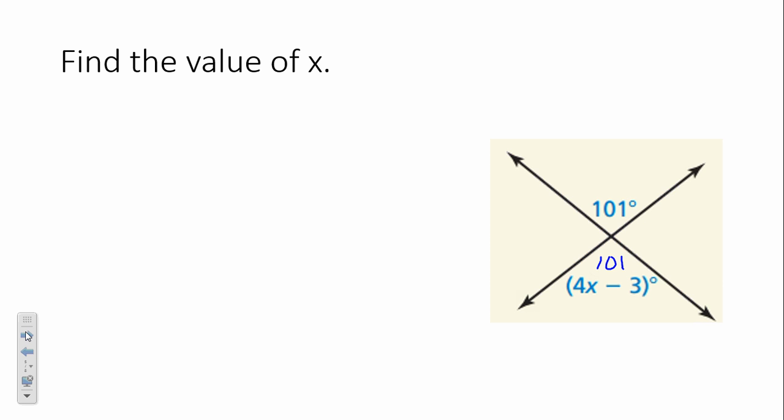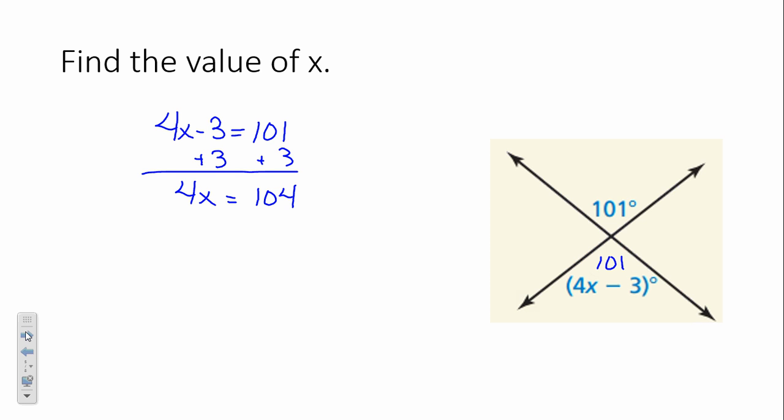So what's an equation that we can write to make that make sense? Yeah, 4x minus 3 equals 101. Add 3 to 101. Divide by 4. And 4 goes into 104 again, calculator would be great, 26 times. And that's what they asked us for, the value of x.